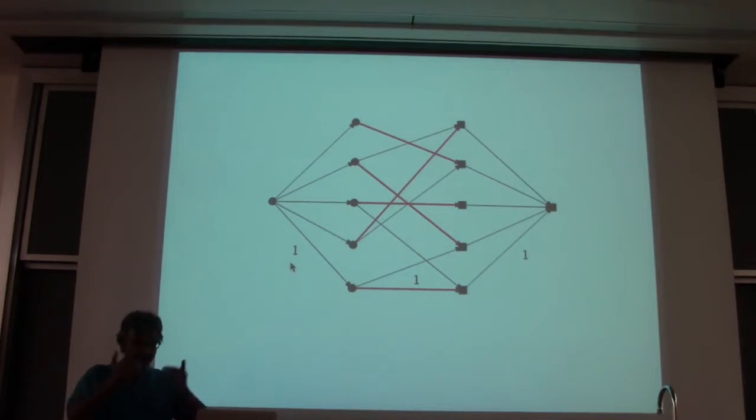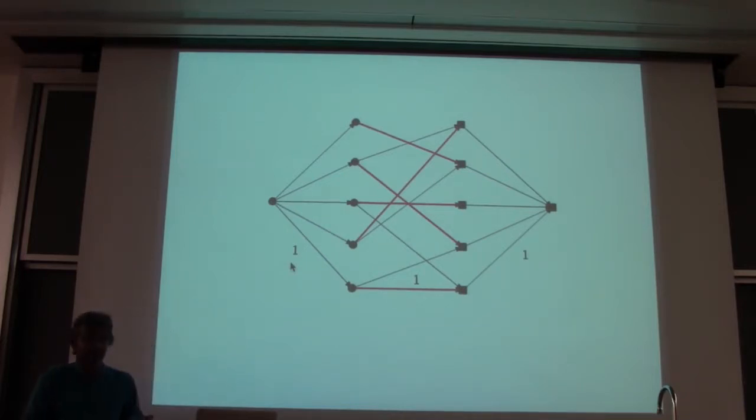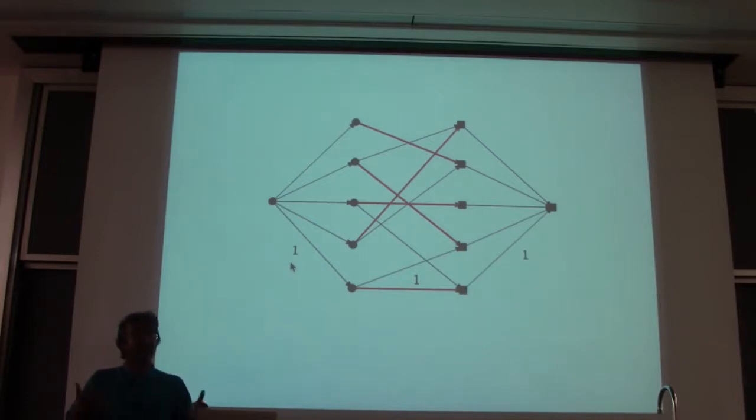It may not be the exact same flow, but it'll be the same flow value, because I claim my algorithm can produce it. So we're proving that the max flow is greater than or equal to the maximum matching, and is less than or equal to the maximum matching. Therefore, the max flow is equal to the maximum matching.